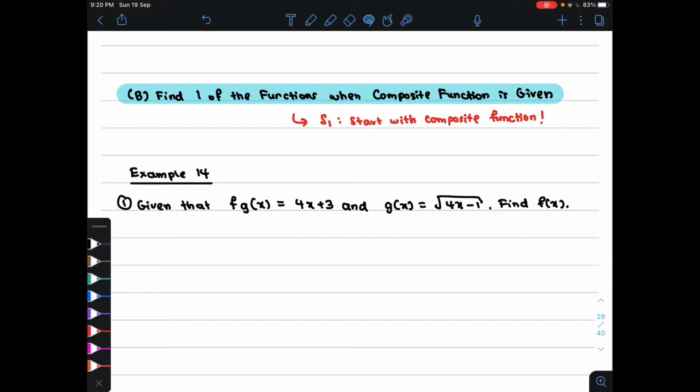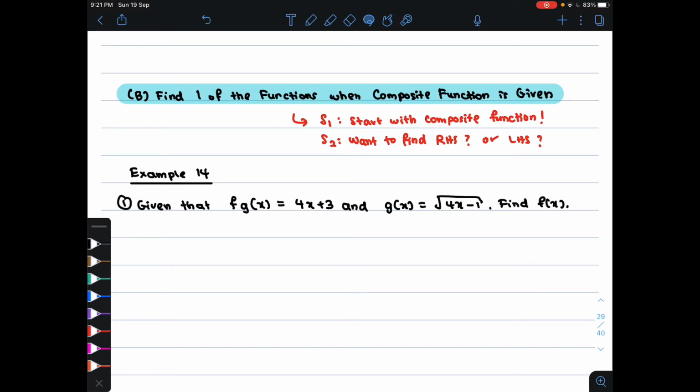The first step is to always start with your composite function. Step pertama, always tulis dulu kamu punya composite function. And for the second step, you need to determine the position of the function that you want to find. Is it on the right hand side or is it on the left hand side? And then from there, you have to apply different steps.